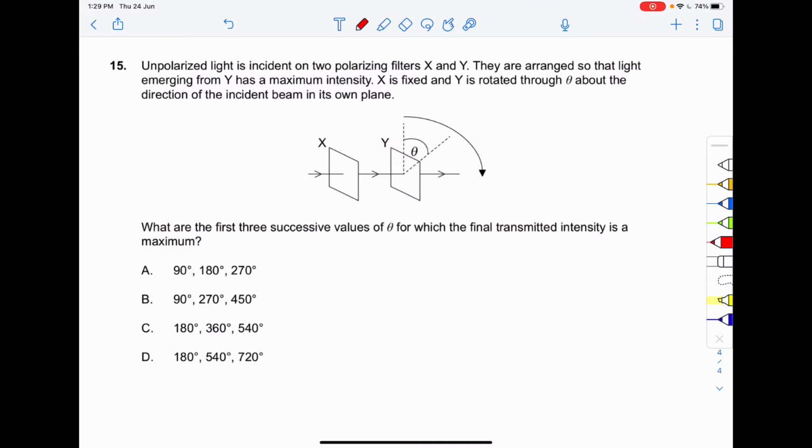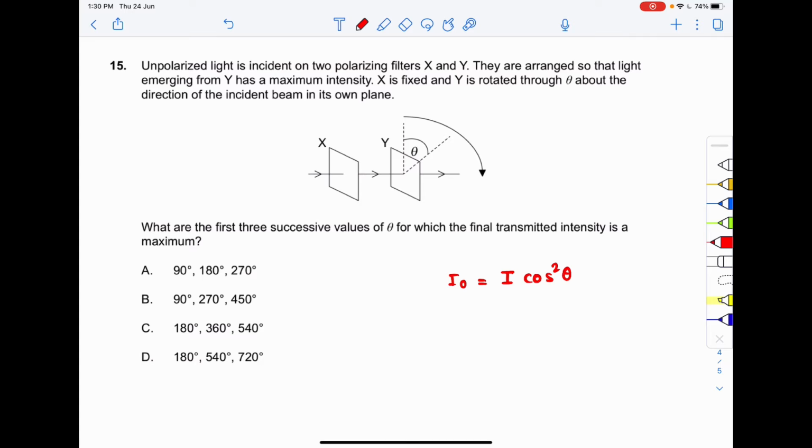So proceeding on to the next question, that is your question number 15. Unpolarized light is incident on polarizing filters X and Y. They are arranged so that the light emerging from Y has the maximum intensity. X is fixed and Y is rotated through θ about the direction of the incident beam. So we know that when the polarizer is rotated through an angle θ, the intensity I0 is equal to I cos²θ.